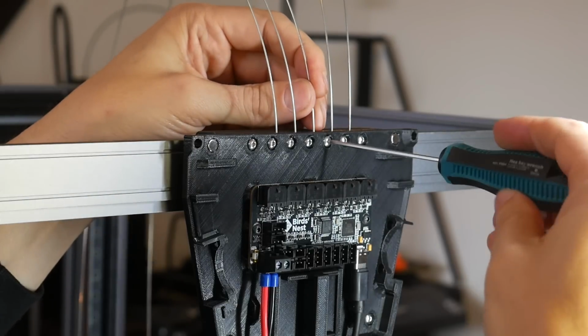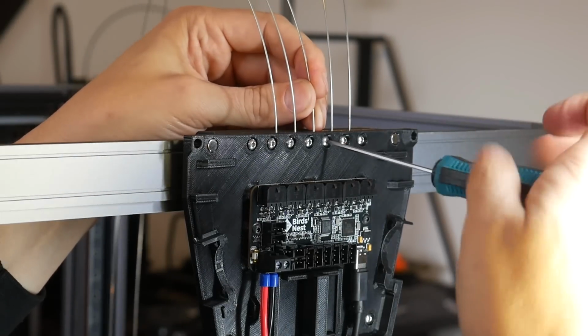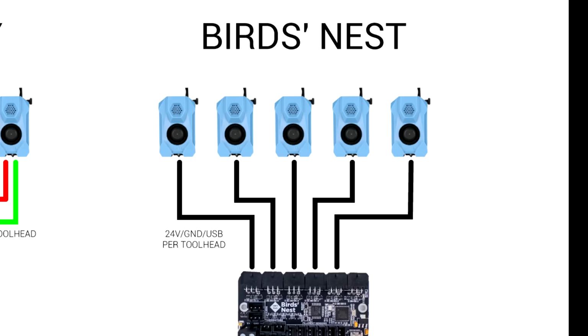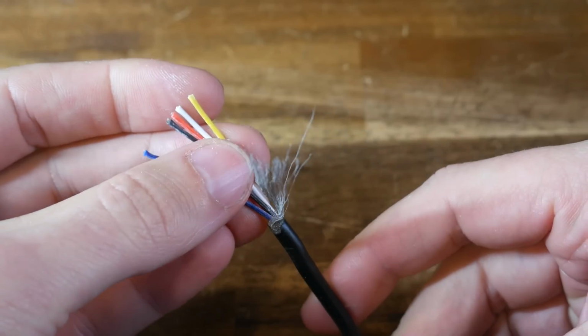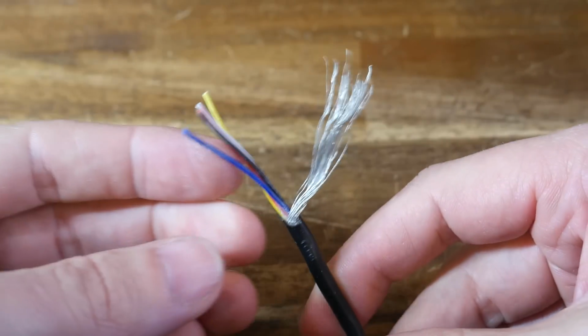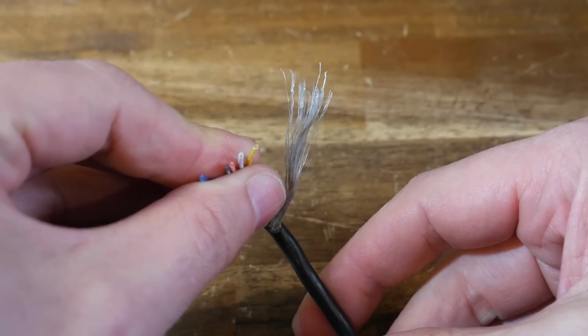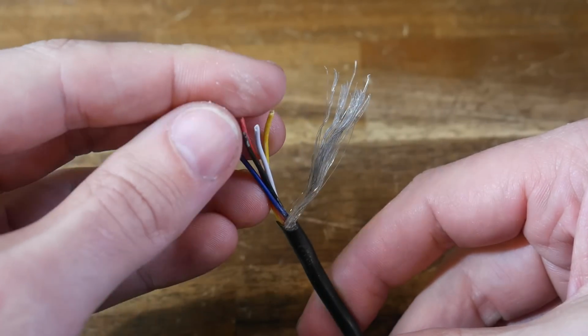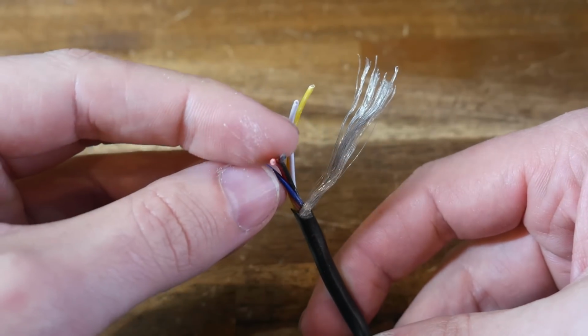Next, I reinstalled and clamped down the piano wire that gives structure to the umbilical, and then set about making the all-in-one cables that go from the bird's nest to each tool head. For this, we need some 5-core cable, including some shielding like you'd find in a USB cable. This one would be good, except I accidentally ordered too thin a gauge, so I'll just wire up one tool head now as an example.